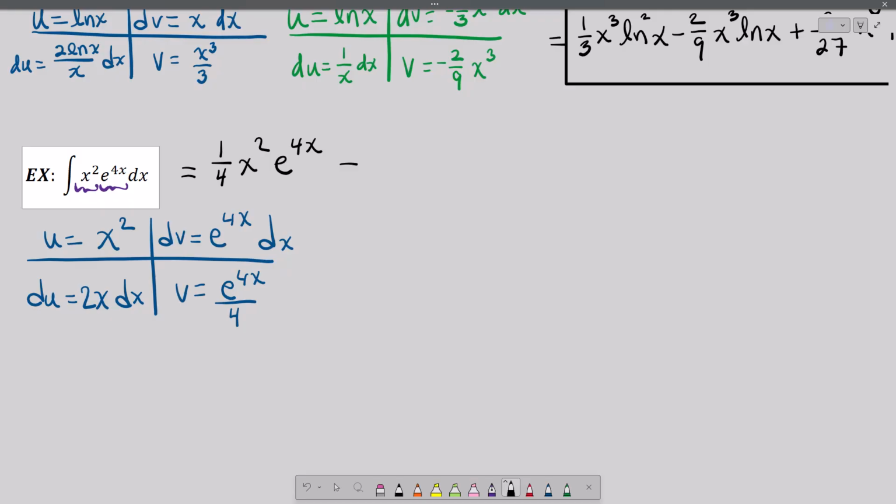So uv minus, so uv is always there. And then the bottom row is our voodoo. So uv minus the integral of v to u. So minus integral v, we have e to the 4x over 2, over 4, multiplied by 2x dx.